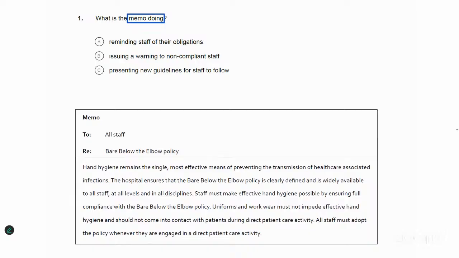Now, step number 3, skim the text quickly. All staff, bare below the elbow policy. So it's instructional, it's a directive. They are instructing the staff, they are directing the staff. So the tone, now here, let us analyze this point. Apply this to every type of question here. The first one, this is the format.